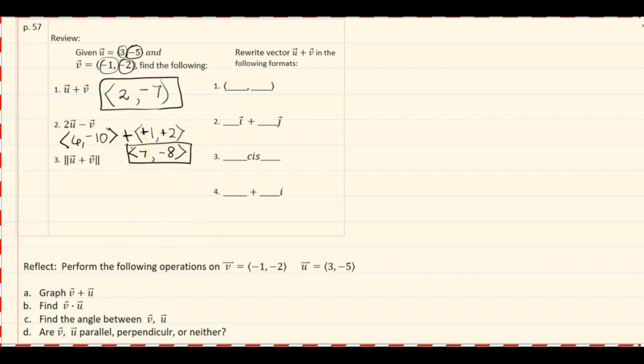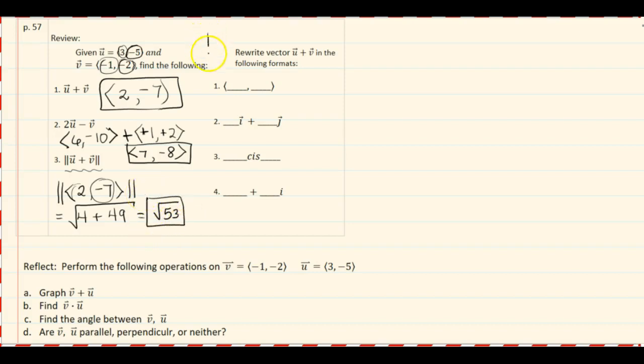Last but not least, our job is to actually find the magnitude of vector u plus v. Well, since we already have that, we are just being asked to find the magnitude of 2, -7. When we do that, remember, we're going to square the first one, and we're going to square the second one, and our magnitude will be the square root of that summation. So for this one, we're going to get the square root of 53.